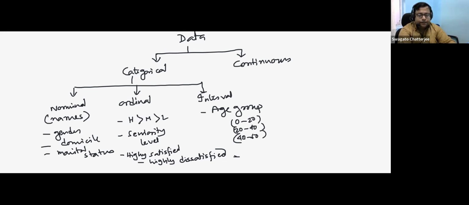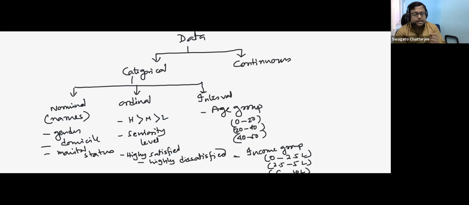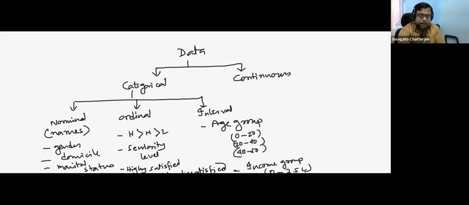Similarly, let's say income group, which is used in taxation. So let's say 0 to 2.5 lakhs, 2.5 to 5 lakhs, 5 to 10 lakhs. Not always does it have to be in the same interval. So that's an interval variable. What more characteristic came up? An additional characteristic that has come up is the ability to do mathematics with it. But continuous variables are also called the ratio scale.